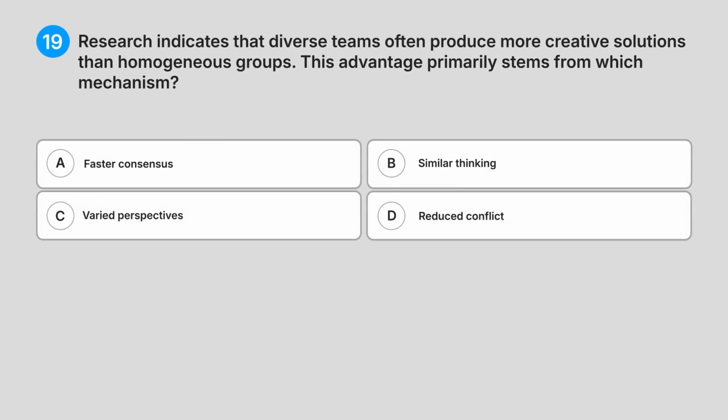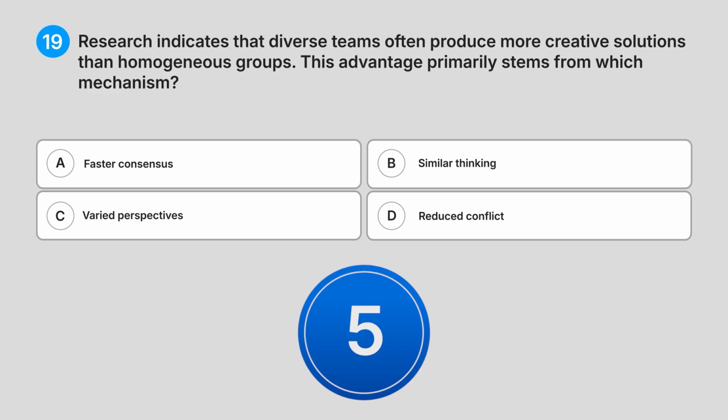19. Research indicates that diverse teams often produce more creative solutions than homogeneous groups. This advantage primarily stems from which mechanism? A. Faster consensus. B. Similar thinking. C. Varied perspectives. D. Reduced conflict. Do you know the answer?